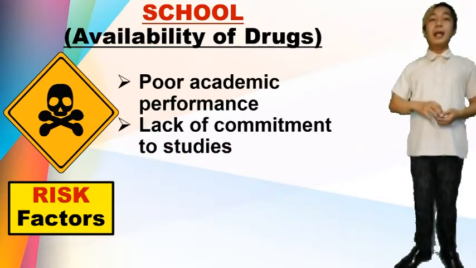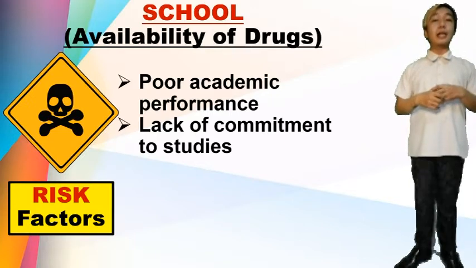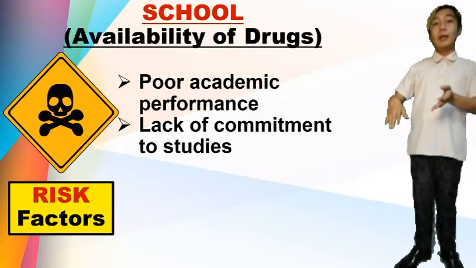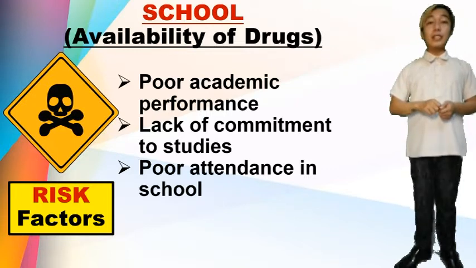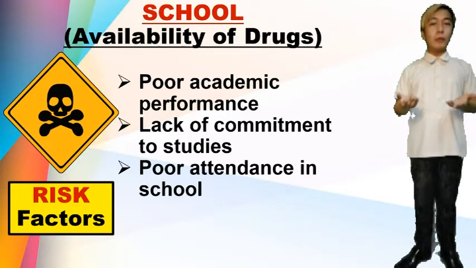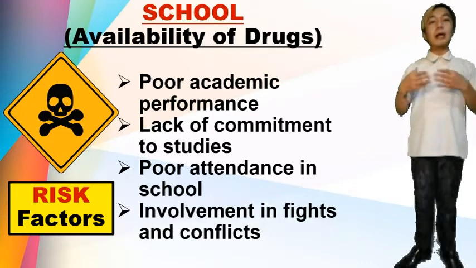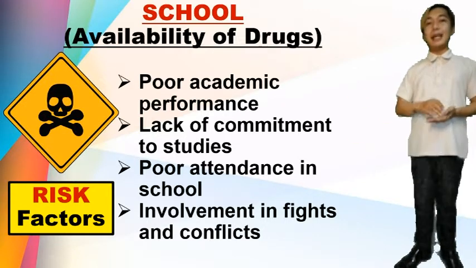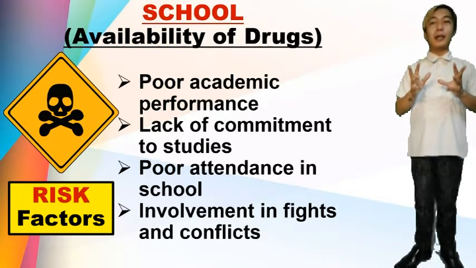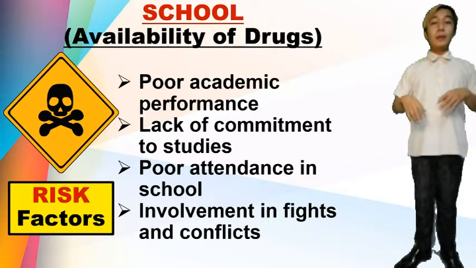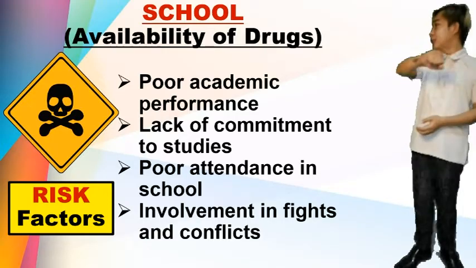The next one is lack of commitment to studies. If we are lacking attention or commitment to studying, of course it will also lead to poor academic performance, as well as poor attendance in school. If you are often tardy in attending classes, it could be a risk factor. And the last thing is involvement in fights and conflicts. This is one of the great factors, that's why we are having trouble inside the school. So now, how are we going to protect ourselves against these risk factors?